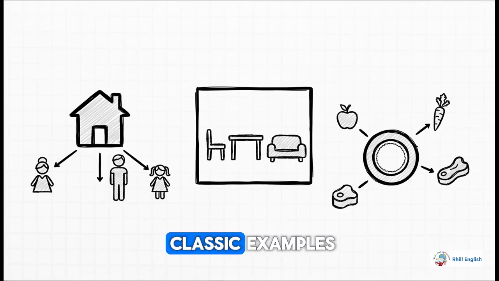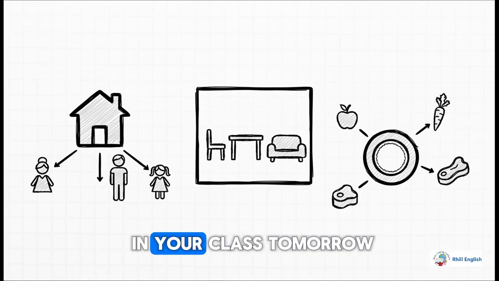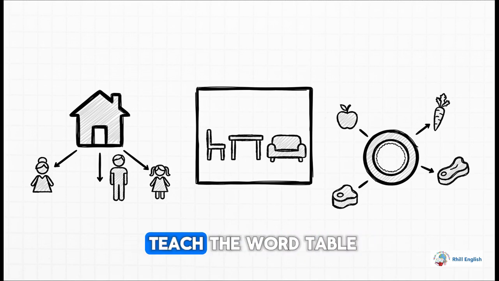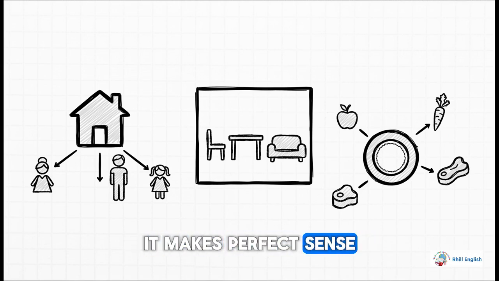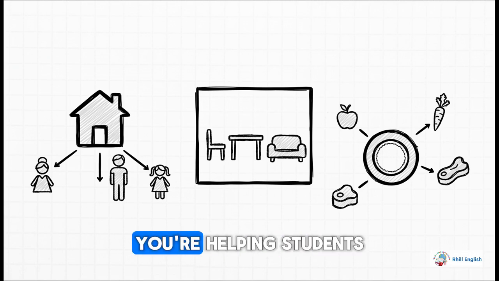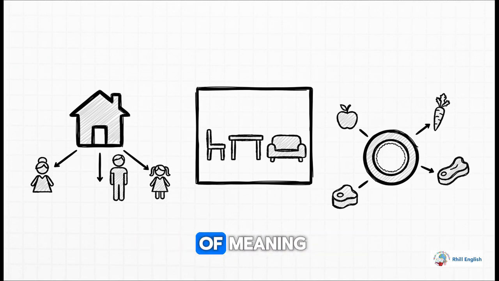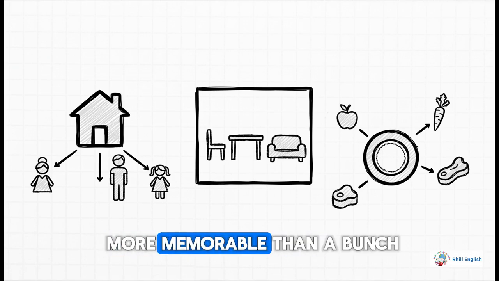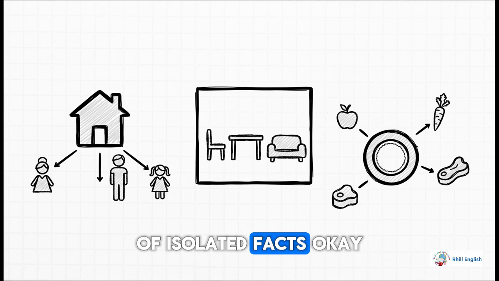And here are some classic examples you can probably use in your class tomorrow. I mean, when you teach the word table, it makes perfect sense to also teach chair, sofa, and bed at the same time. You're helping students build a whole network of meaning, like a mental map of the topic, and that is way more memorable than a bunch of isolated facts.